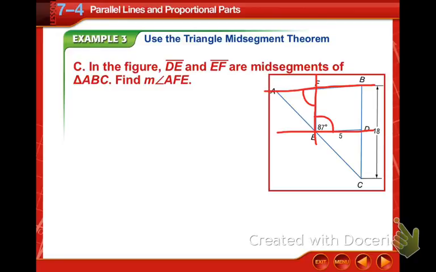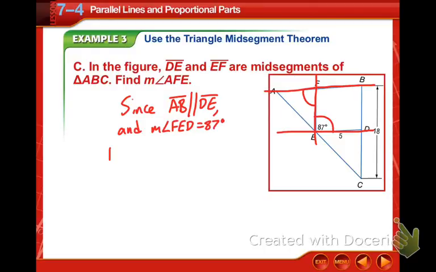So, since AB is parallel to DE, and the measure of angle FED is equal to 87, then the measure of angle AFE is equal to 87, because they are alternate interior angles.